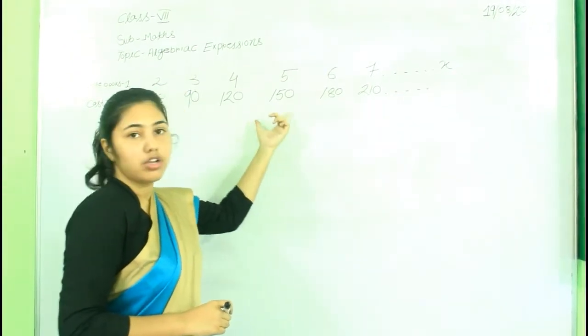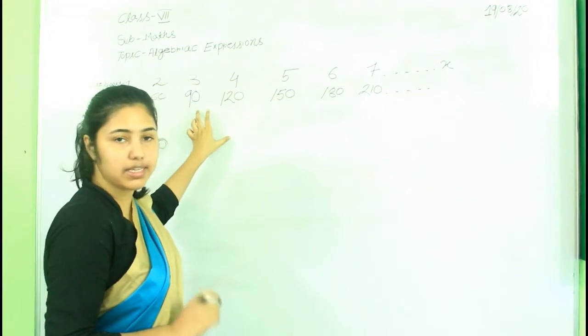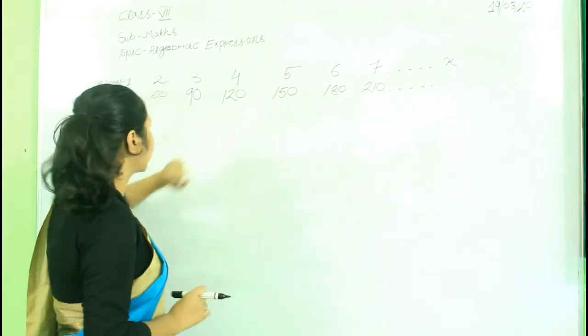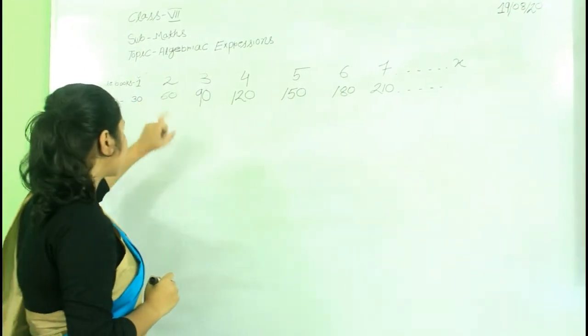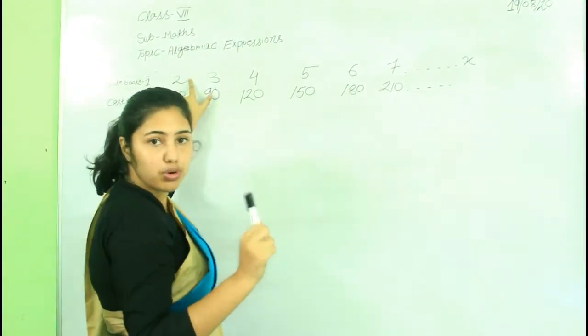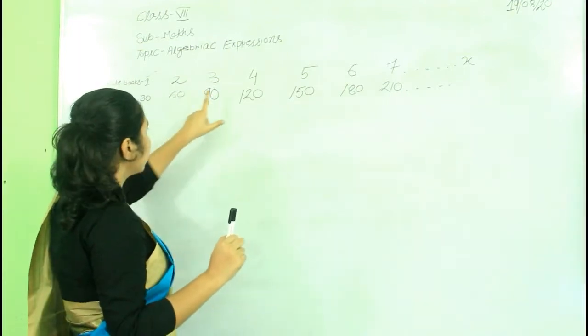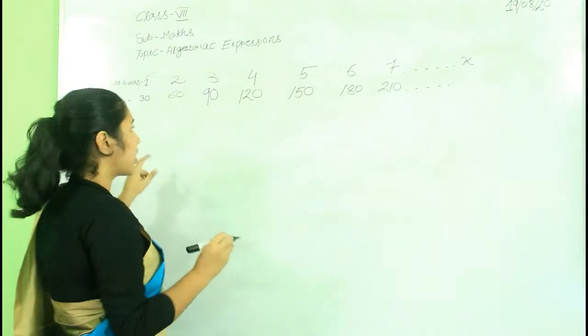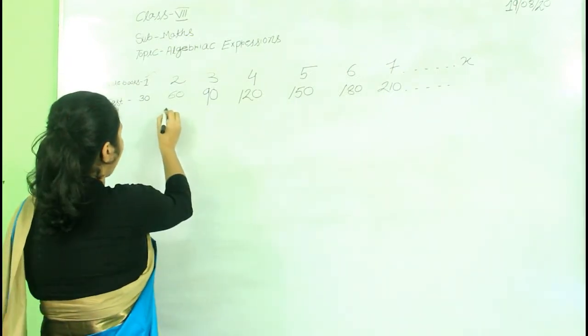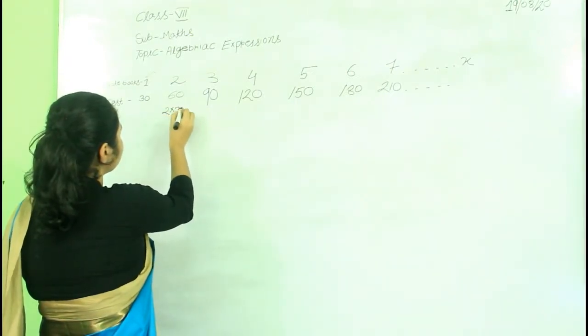Now, this is a basic example of this chapter. Here, cost of one notebook is 30. Cost of two notebooks is 60. Cost of three notebooks is 90. Now look at here. We can write 60 as 2 into 30.